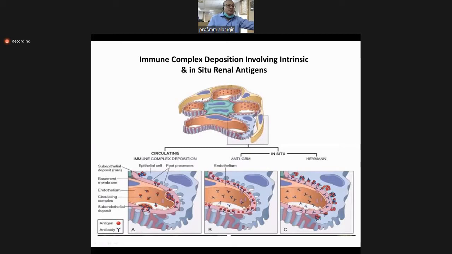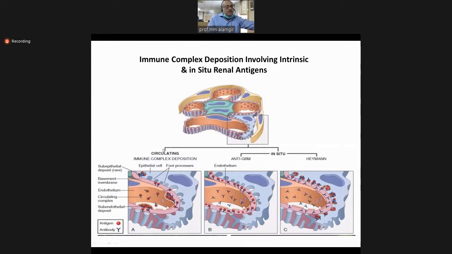as the Bowman's space. From here, the ultrafiltrate of plasma enters, crosses the endothelial lining, then the basement membrane, then the visceral epithelial cells, and it comes into the Bowman's space, and from here it is collected in renal tubules. So this is how the nephron functions and the urine is formed.